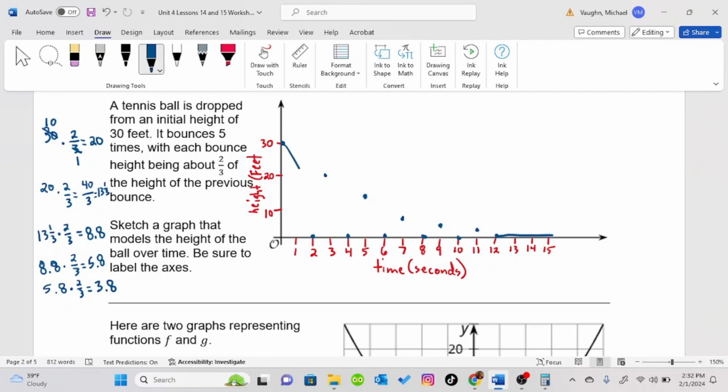So now we see the ball come down, hit the ground, bounce once, hit the ground, bounce twice, hit the ground, bounce 3 times, hit the ground, bounce a fourth time, hit the ground, bounce the 5th time, hit the ground, and then roll to a stop. And this is how we could graph this word problem.